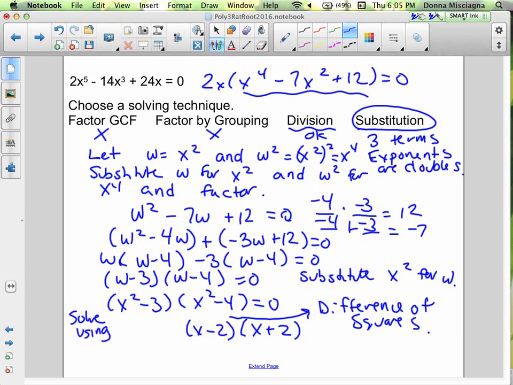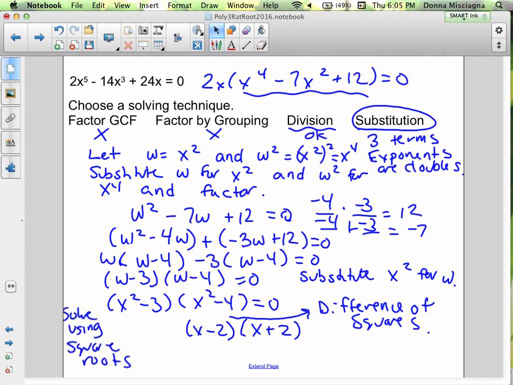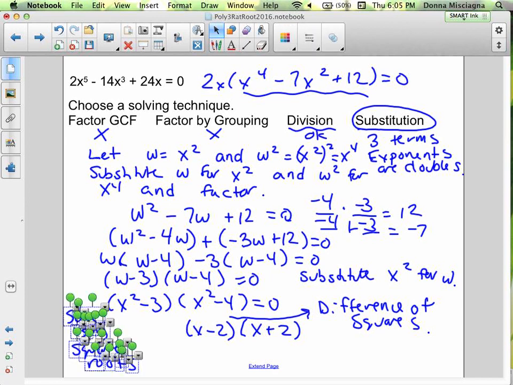Solve using, my shadow's blocking me, square roots. That could be a little neater. Sometimes the writing is just a little tougher when I'm recording. I don't know why. I was going to make it smaller, but that ain't happening. So I'll just make this part small.